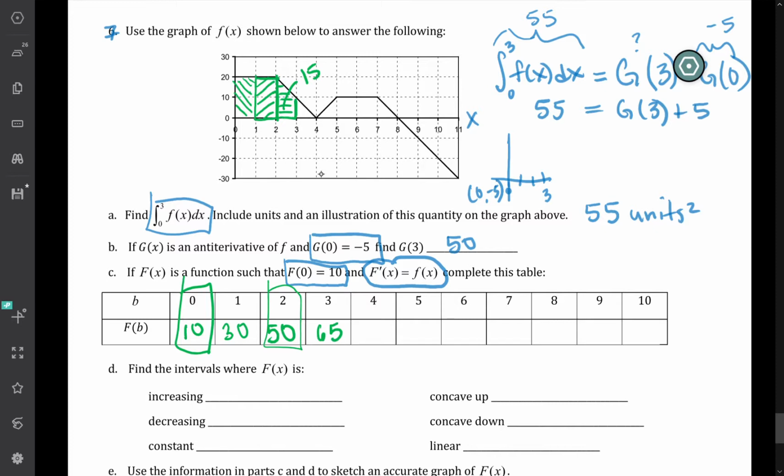So notice you would have gotten the same value if you went 10 plus 55, but instead we went 50 plus 15. So you can do this one chunk at a time, or you can go all the way back and start from the beginning and count up the whole area.